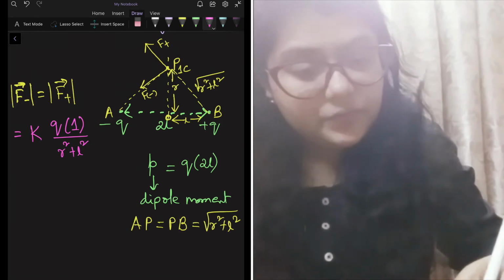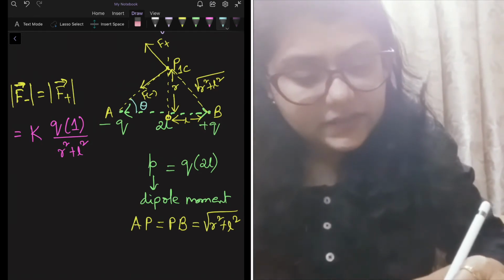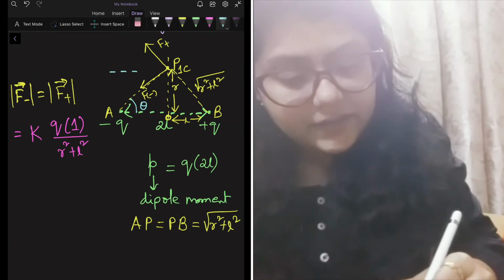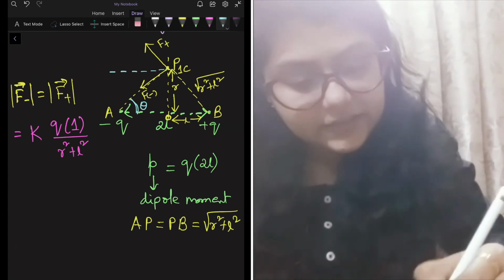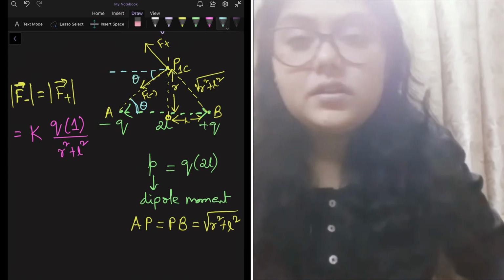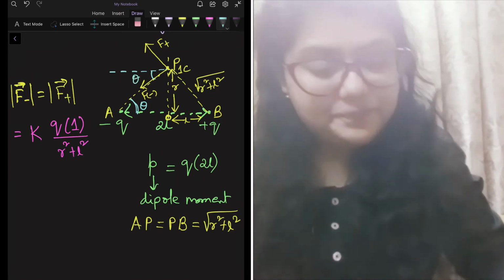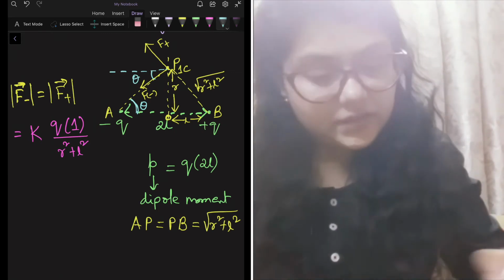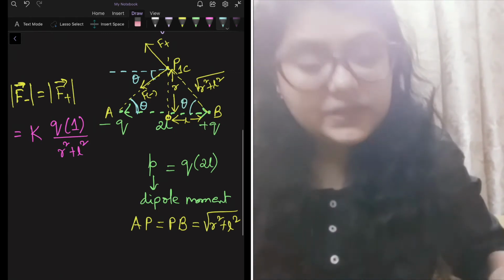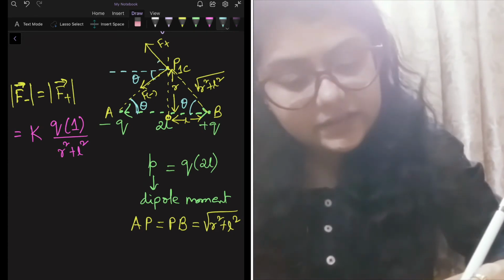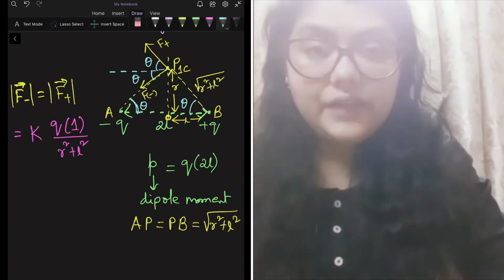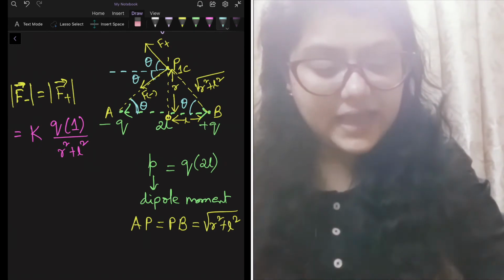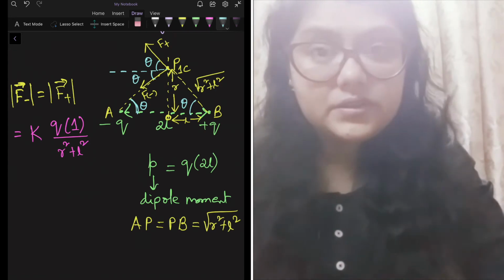So for that, what I am doing is, let this angle be theta. Let me draw a line here parallel to AB. Now if this angle is theta, this angle will also be theta because it is alternate angle. Again, triangle PAB is an isosceles triangle, so this angle also turns out to be theta. Now if this angle is theta, this angle will also be theta. Corresponding angles are equal.